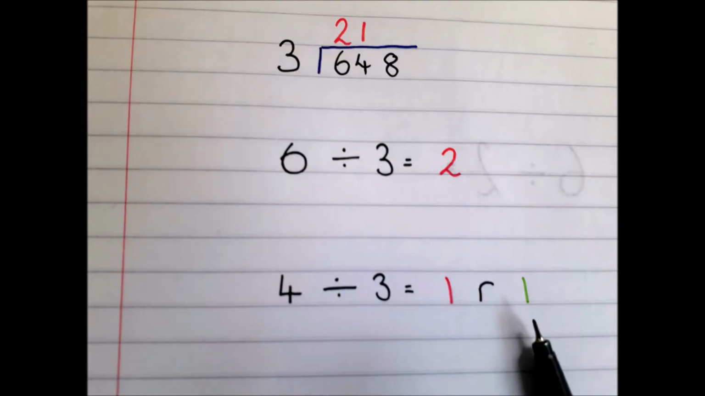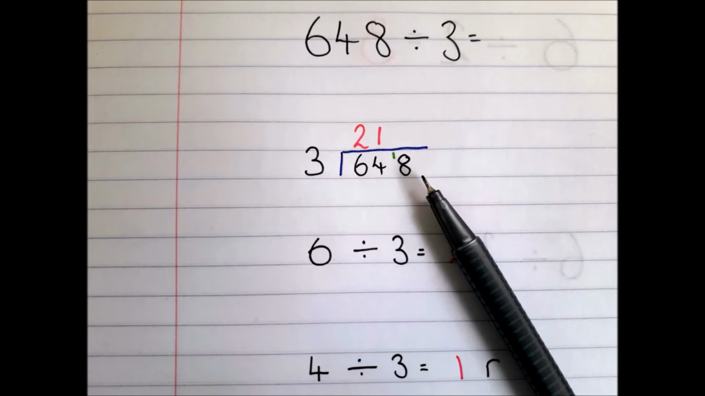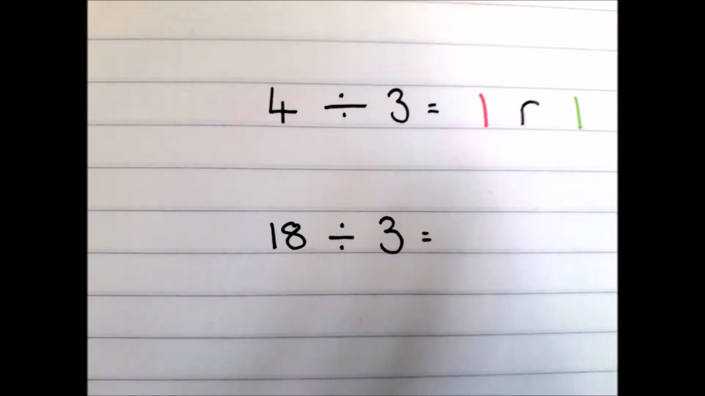We then take this number 1 and write it in front of the number 8. This turns the number 8 into the number 18. We then need to divide the 18 by 3. That's 18 divided by 3.